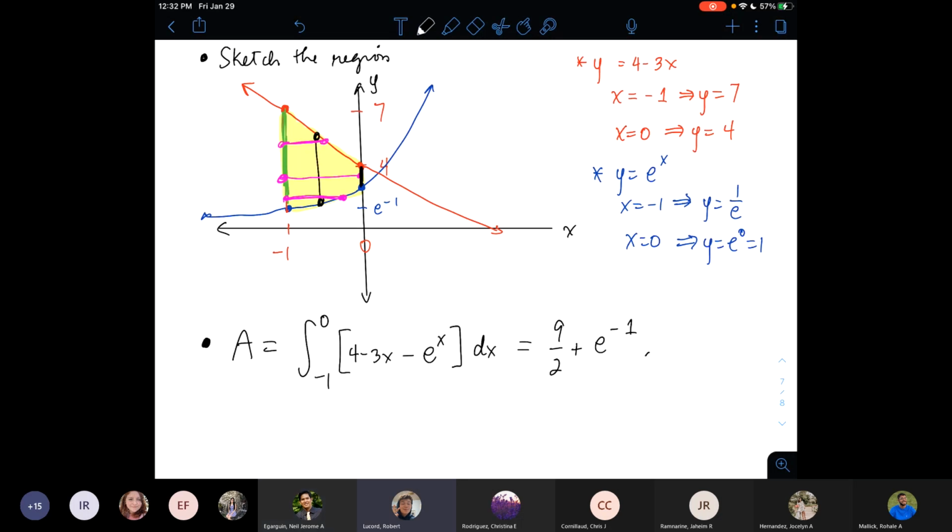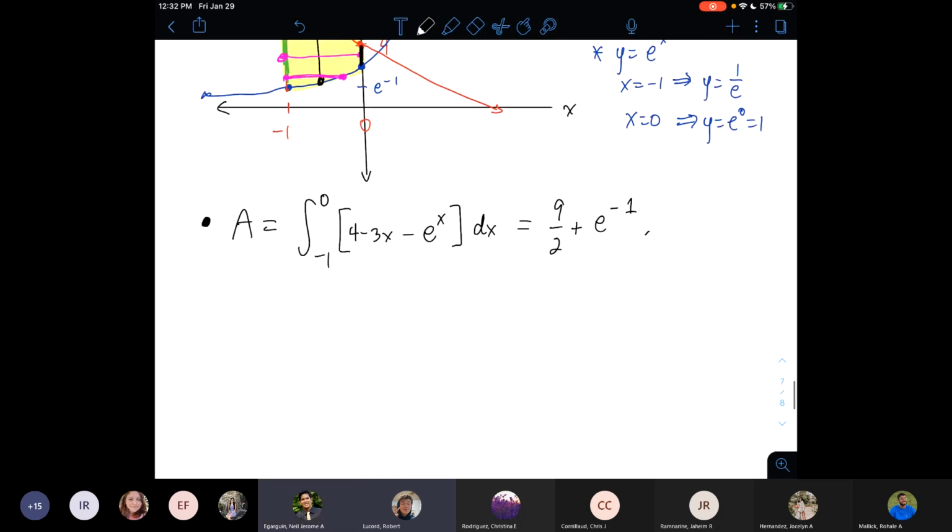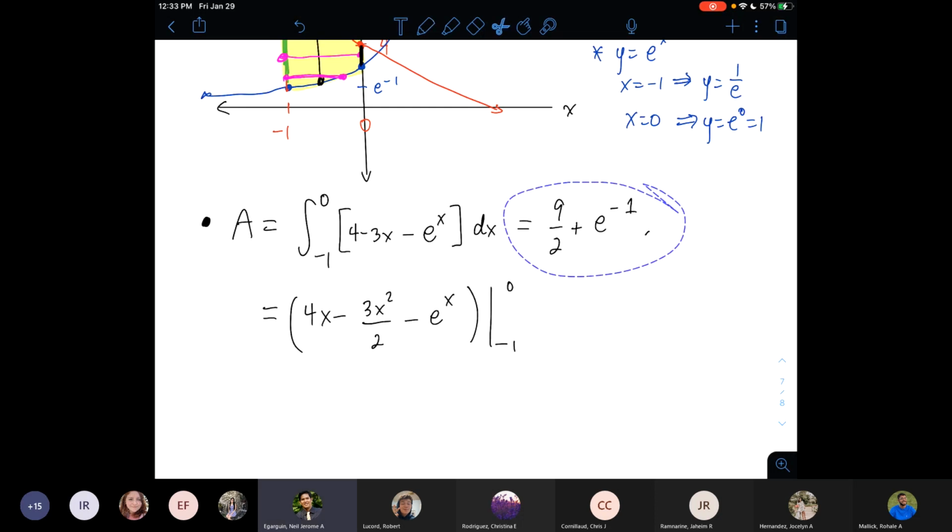I kind of forgot how to integrate e to the x when there's something in the exponent, so I was wondering if we could go over that. Oh yeah, sure. Basically here, the integral would be 4x minus 3x squared all over 2, minus e to the x dx, and exponential functions have a very nice property. The derivative of e to the x is itself. Therefore, the integral of e to the x is also itself. So you'll have e to the x as well here. Then you evaluate it from -1 to 0. And then when you evaluate that, plug in 0 minus plug in -1, you'll get this. Okay?